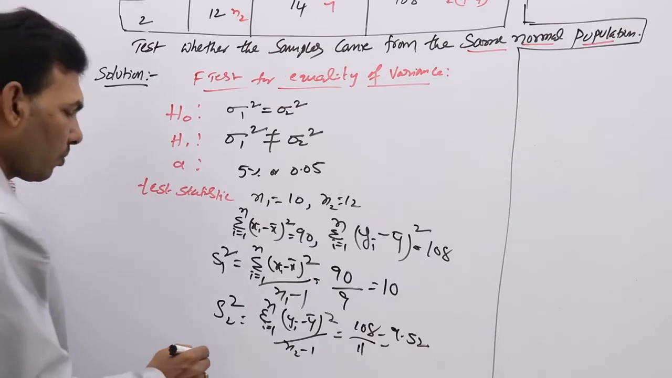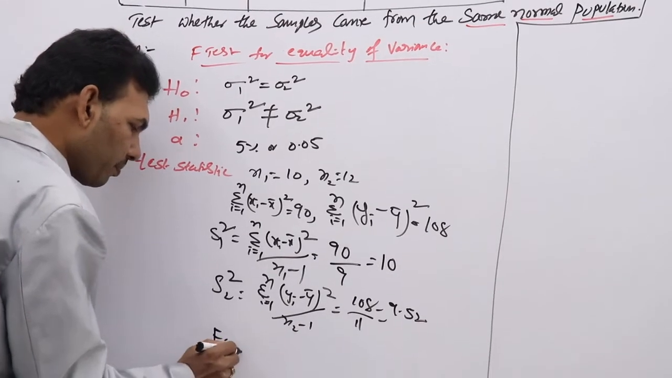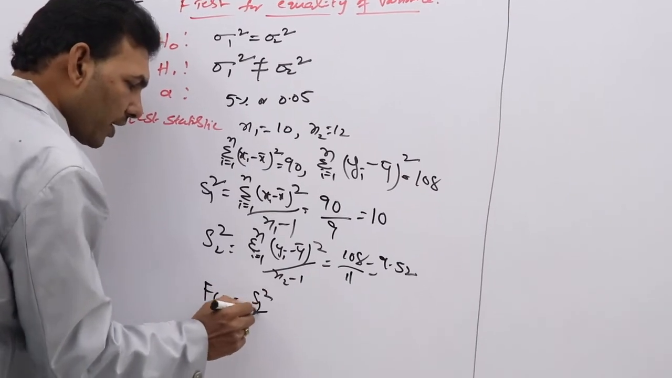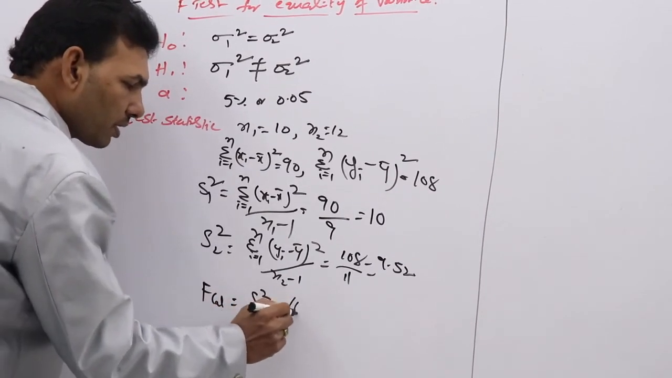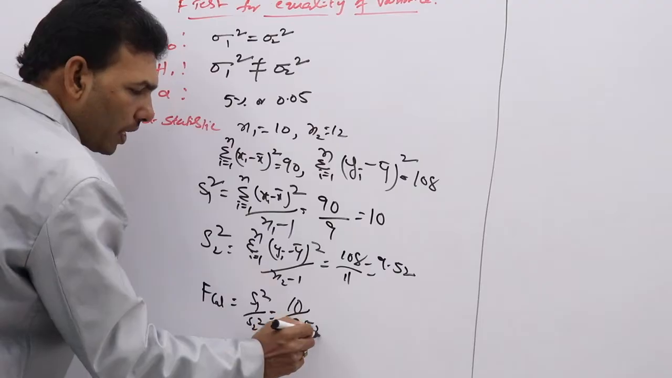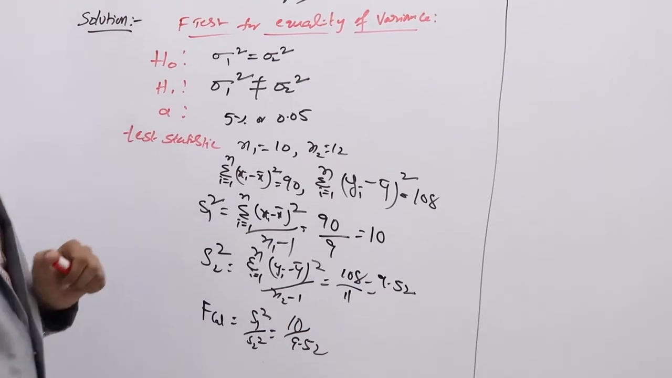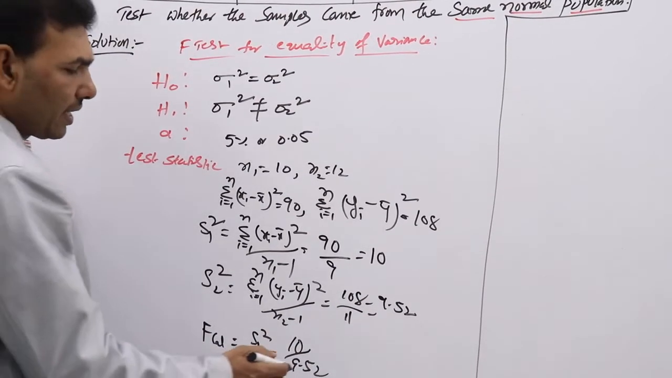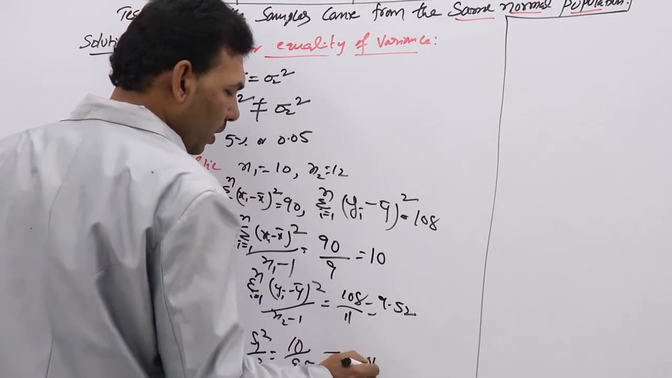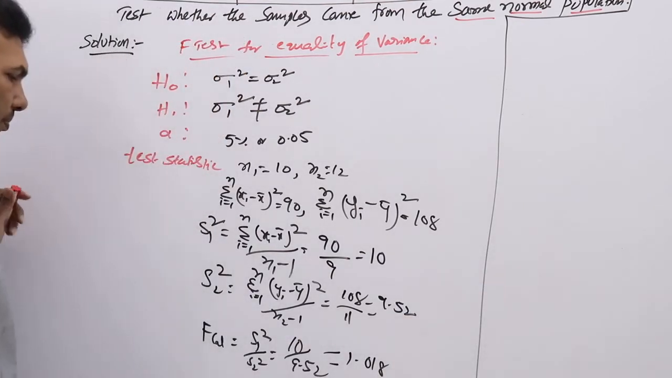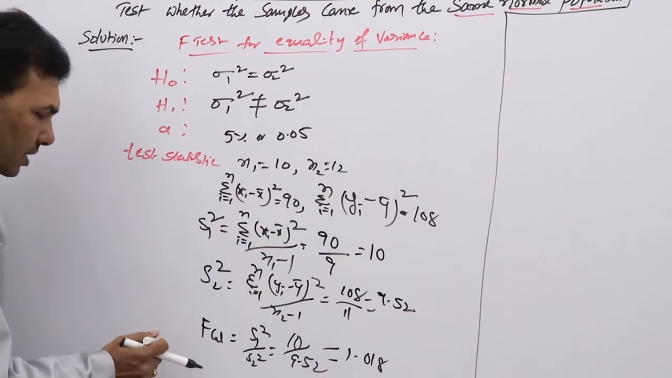Okay, now you calculate the greater variance by the smaller variance: 10 by 9.52. If you use your calculator, you will get 1.018. Now the final step is the conclusion.